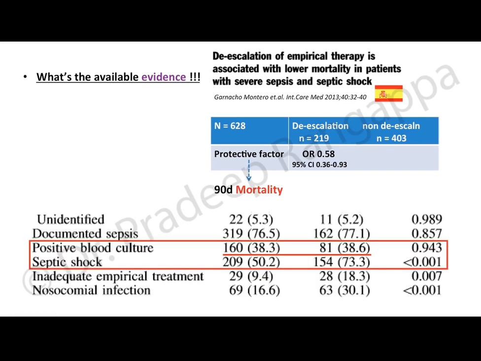When you look at the positivity of blood cultures in the de-escalation and non-de-escalation groups, in both groups the blood culture positivity rate was only 38.3 and 38.6%. And in septic shock, the culture positivity was 50% in the de-escalation group and 73.3% in the non-de-escalation group. So basically the predominant group of patients were culture negative, but still in the group where they stopped antibiotics, I think that rendered a protective element for 90-day mortality.